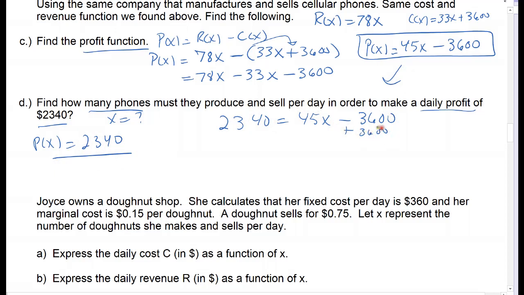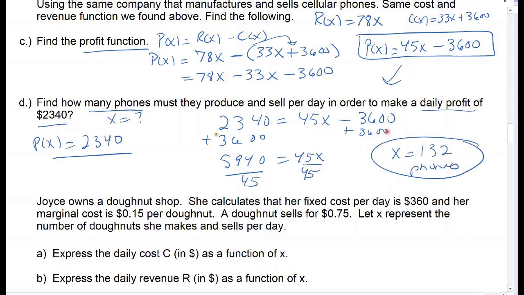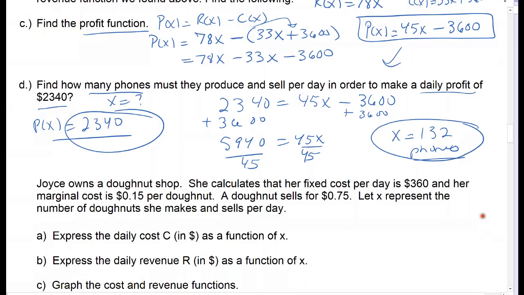So again, move the cost over, and then divide by the 45. And so they need to sell 132 phones in order to make a profit of $2,340. So they have to sell that many phones per day.